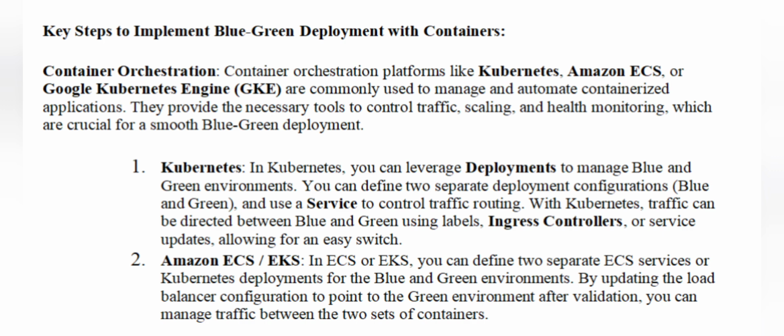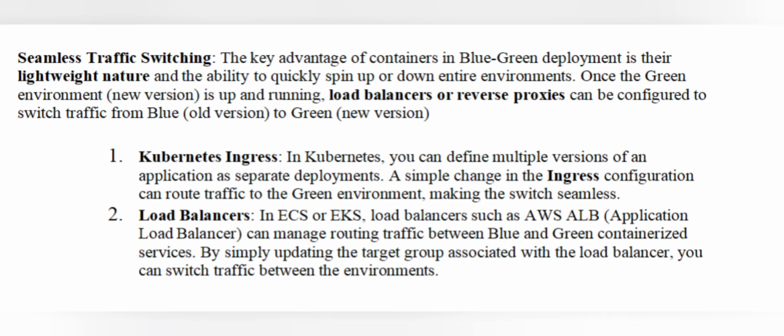Second is Amazon ECS or EKS. In ECS or EKS, you can define two separate ECS services or Kubernetes deployments for the blue and green environments, updating the load balancer configuration to point to the green environment after validation. You can manage the traffic between the two sets of containers for seamless traffic switching. The key advantage of containers in blue-green deployment is their lightweight nature and the ability to quickly spin up or down entire environments.